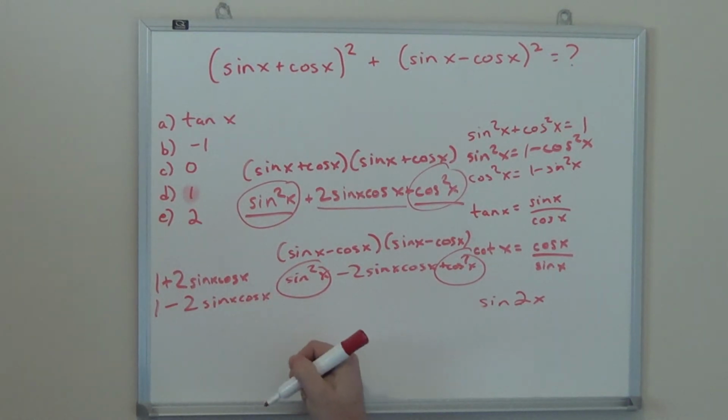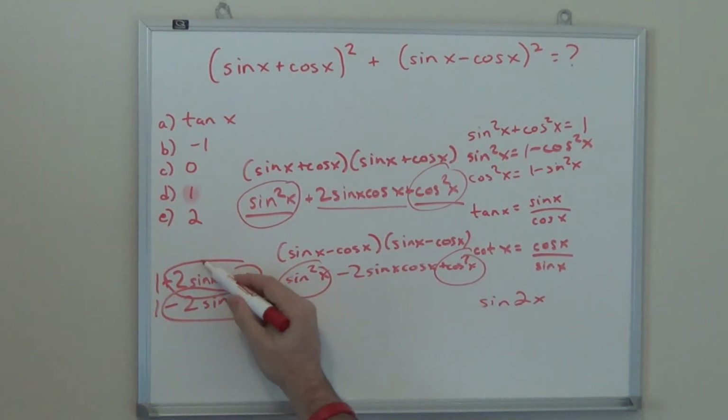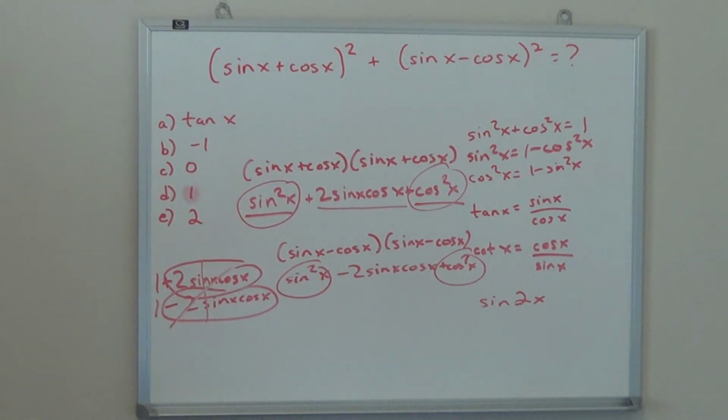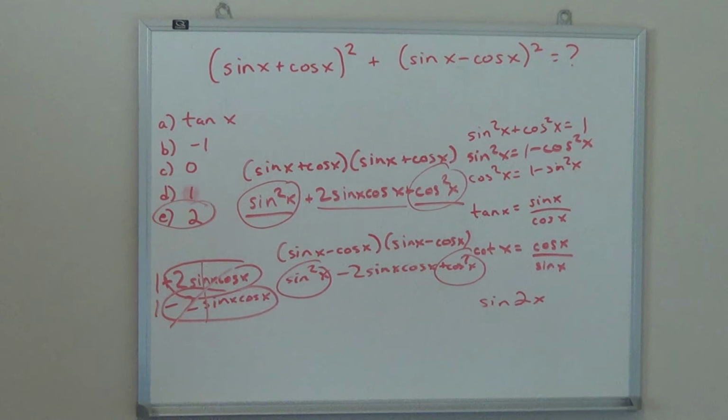And because we're just adding those two things, you can probably see that the positive 2 sine x cosine x and negative 2 sine x cosine x are just going to go away. From there we can handle it. 1 plus 1 is 2. So I think there you go.